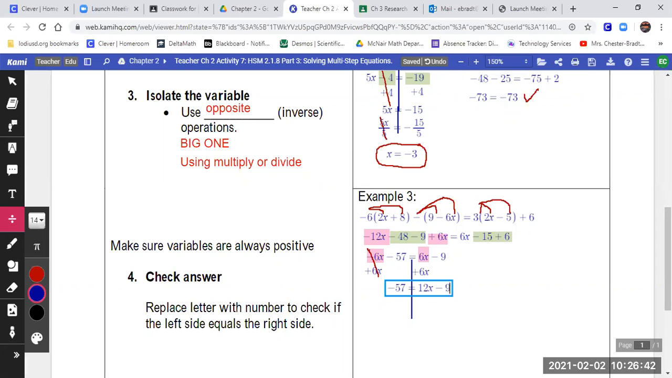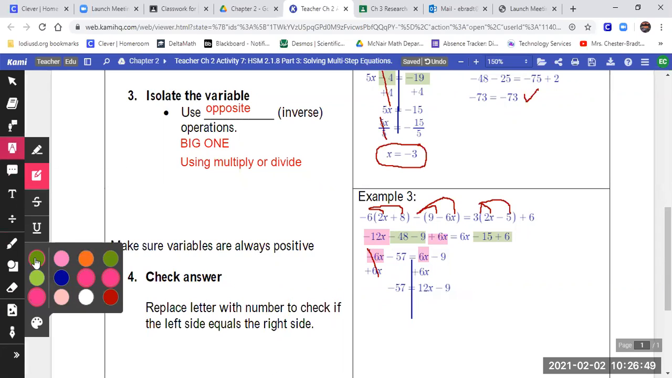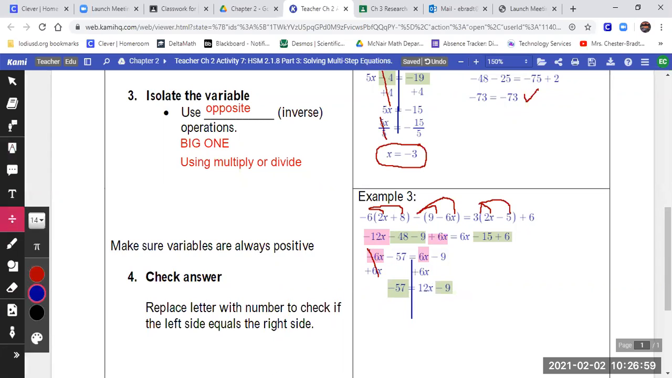Okay, now what? Another big zero has to get made. We need this -9 to go. We have two numbers now and not two letters. This -57 and this -9, we need the -9 to become a big zero. So what are we going to do to make a -9 turn into a big zero? We're going to add 9 to both sides of the equal sign, because whatever we do on the left, we have to do on the right.